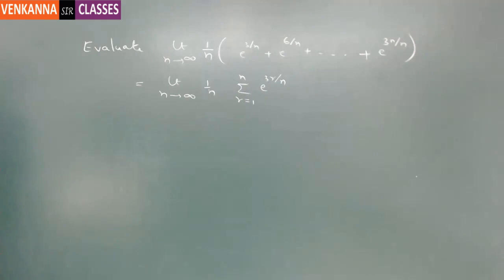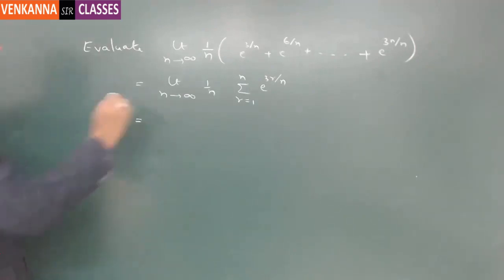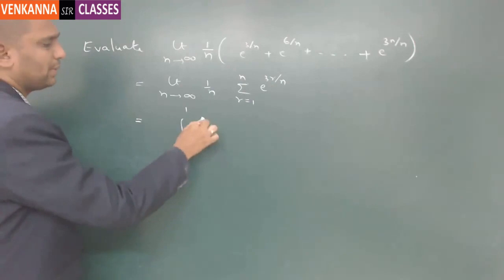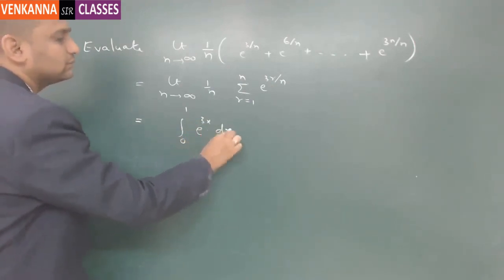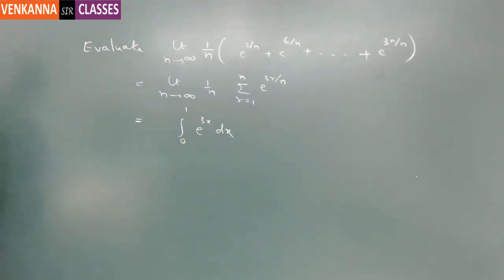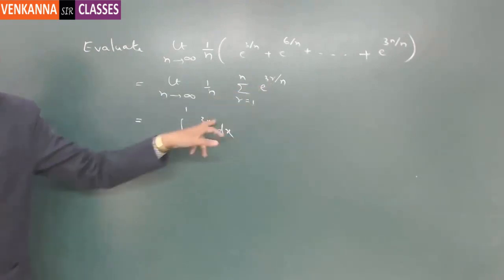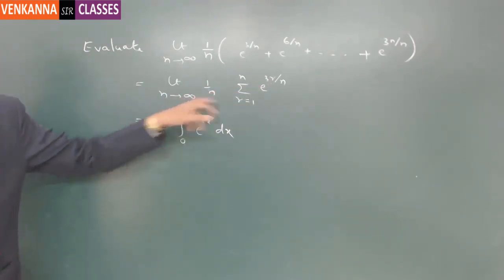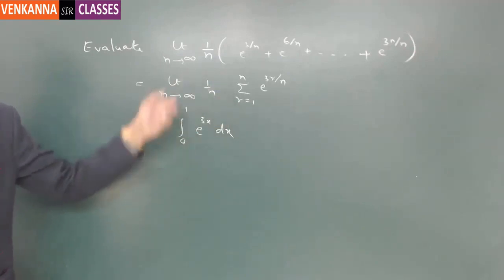So if you expand the summation, you will get e power 3 by n plus e power 6 by n plus so on plus e power 3n by n. So using the technique, it is equivalent to integral 0 to 1 e power 3x dx. So r by n will be taken as x, 1 by n is nothing but dx, limit and sigma is nothing but integral 0 to 1.